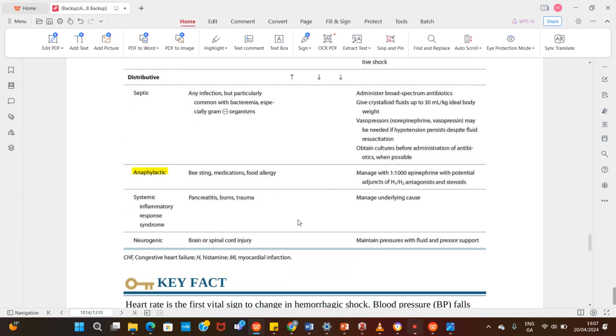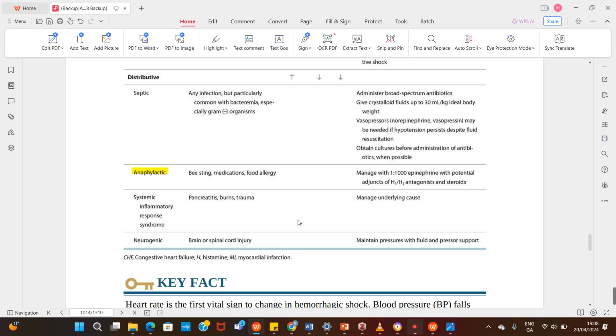So anaphylactic shock is very similar to septic shock. They have the same parameter changes, but the etiology is just the difference. Anaphylactic shock comes from people that get exposed to bee sting, use some particular medications, or eat some certain food. They may become allergic to those foods and they don't know.